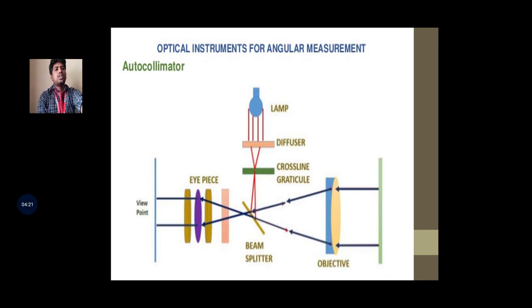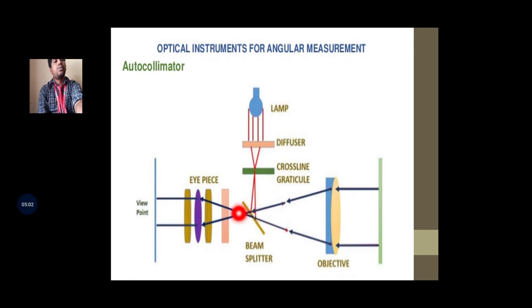So this is another process of autocollimator. In the autocollimator here we see a lamp, diffuser, and cross line, and then the viewpoint eyepiece. Here is a beam splitter. The beam splitter will be used to split the light ray into two parts. First is the lamp, the light ray will be emitted onto the diffuser. In this diffuser the light source will be gathered and emitted as a single light ray to the cross line. The cross line passes the light ray to the beam splitter, and the beam will be split into two parts.